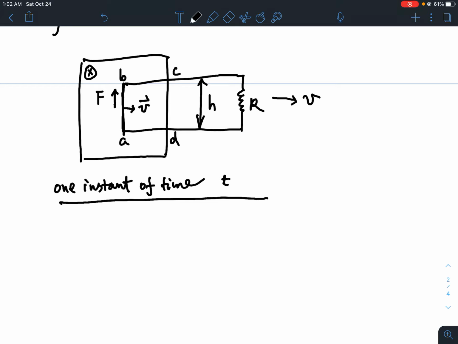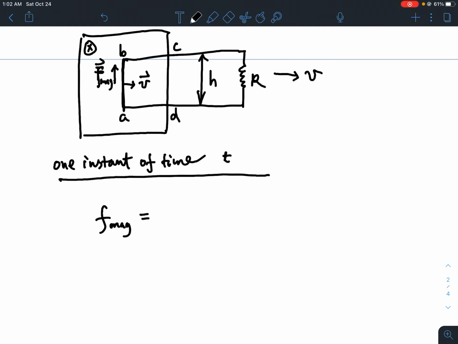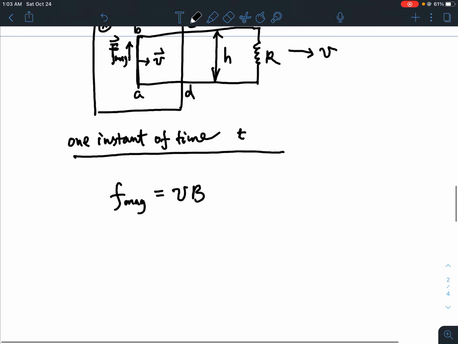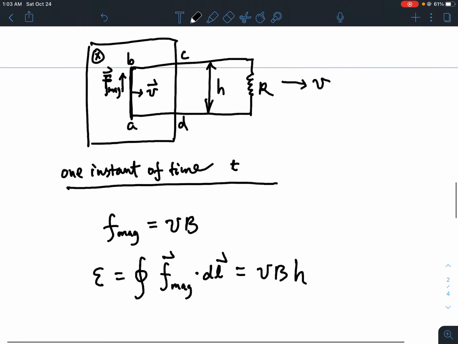At that moment, the picture looks like this. The magnetic force F magnetic is equal to v cross B. v and B are perpendicular to each other, so it's just v times B. Then the EMF is the integral of F due to the magnetic field times dl along this wire, which is vB, and because dl is along this direction, it is just vBh.